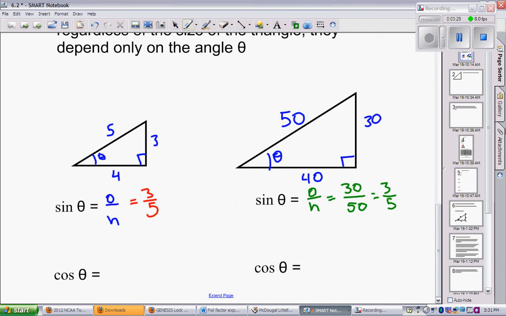Cosine is adjacent over hypotenuse. Adjacent would be the leg that the angle is connected to, so 4 over hypotenuse 5. To the bigger triangle, here's angle theta. The leg it's connected to is 40 over hypotenuse 50, reduces down to 4/5 as well.